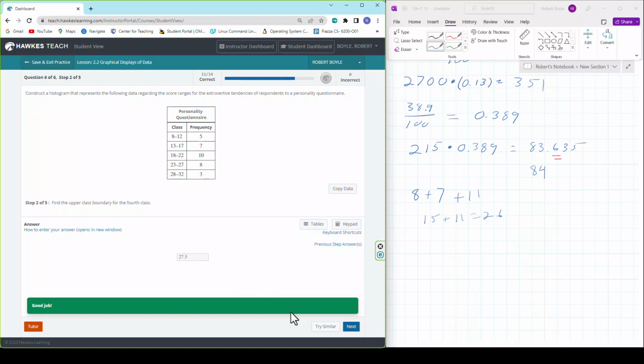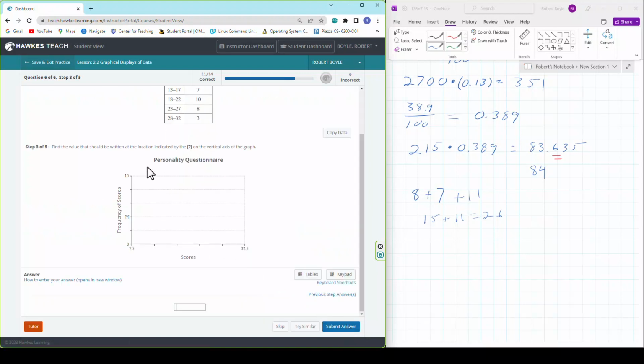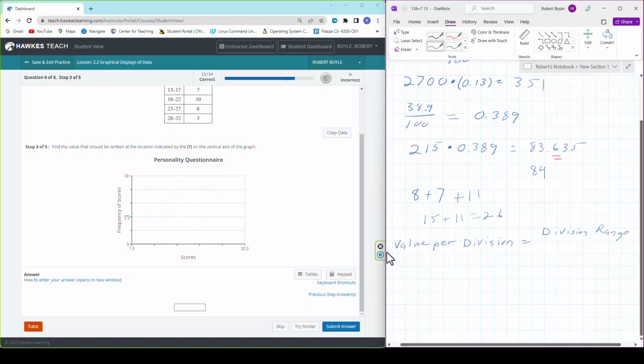There we go. Now, the next part is to figure out how these divisions work. So we want to find the value that should be written in the location indicated by the question mark here. And here's the question mark. Now, how do we want to figure this out? Well, basically, we want to figure out the value per division. That is going to be equal to the division range divided by the number of divisions. In this particular case, the division range is 10. The number of divisions is 5. So the value per division is going to be equal to 2.